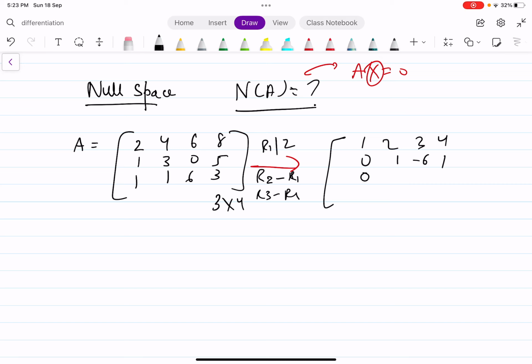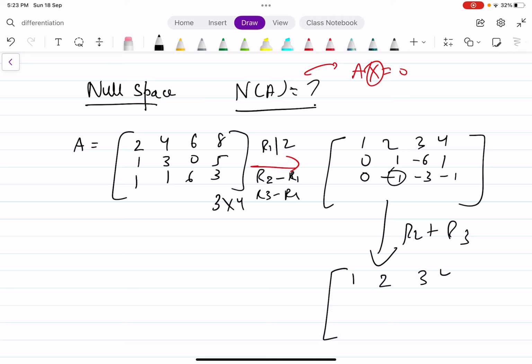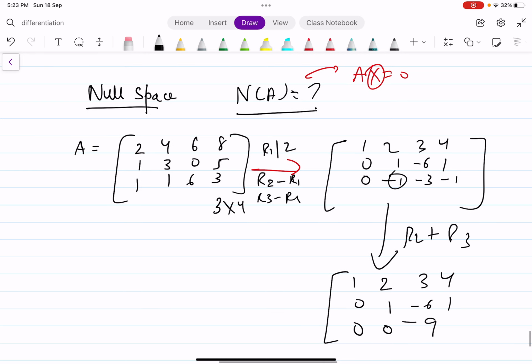Then 1 minus 2 is minus 1, and 6 minus 3 is minus 3, and 3 minus 4 is minus 1. Right, you get it here. Now we want to make this element 0, so we just add R2 plus R3, and then this will become 0. R1 is unaffected, and R2 is unaffected as well: 0 1 minus 6 1. R3 will have a 0 here. Minus 6 plus minus 3 is minus 9 here, and here you will get minus 1 plus 1, which is 0.